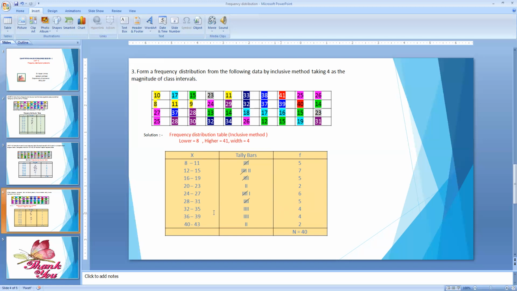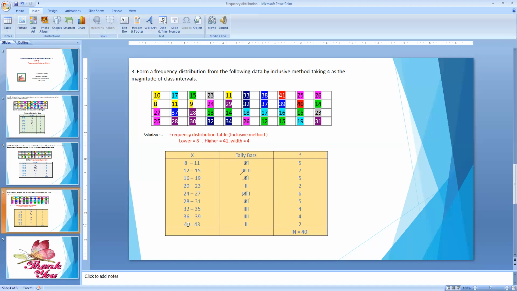Then 32 to 35. This is navy blue color. Shaded numbers are being shown here: 32, 33, 34, 32. There are 4 numbers, so 4 vertical bars, and the number has to be written as 4. Then 36 to 39, shown in blue shade: 37, 38, 37 and 39. 4 numbers are there. So 4 vertical bars have to be written in the tally bar, and the number in the frequency column.